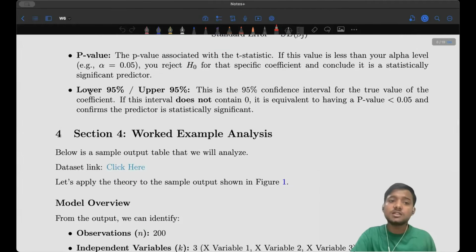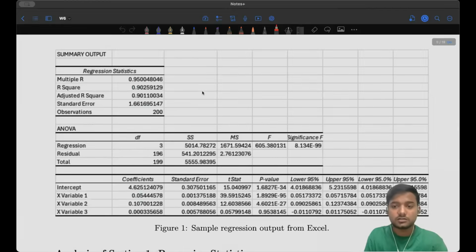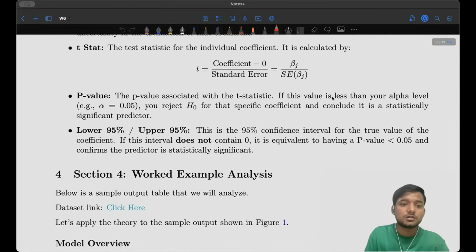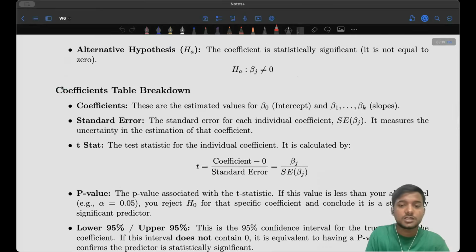And then this lower 95, upper 95. This is basically the range for your 95% confidence interval for the true value of the coefficient. And remember this: if this interval does not contain 0, it is equivalent to having a p-value less than 0.05, right? If your 95% range does not have 0, it means you have rejected the null hypothesis. So if you see here, every time I don't have 0 between lower and upper, that means I am rejecting the null hypothesis. Okay, so this is what your regression coefficient table would look like.